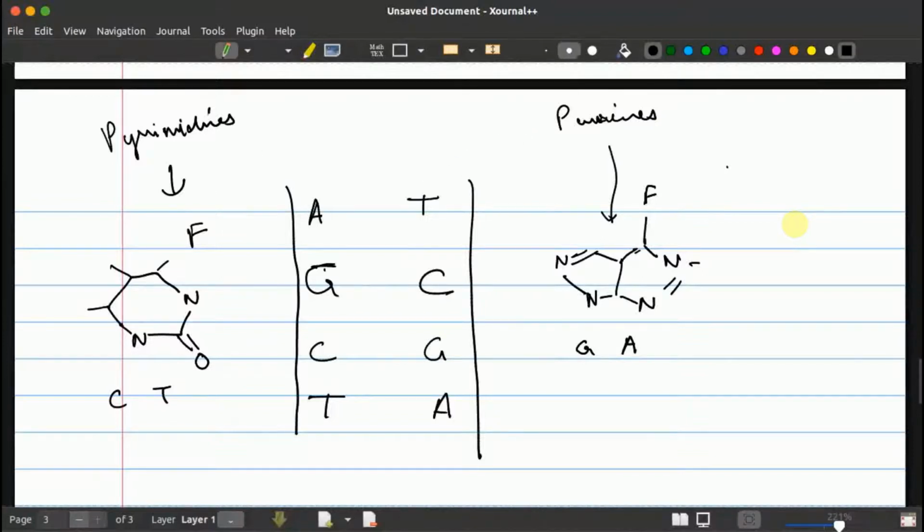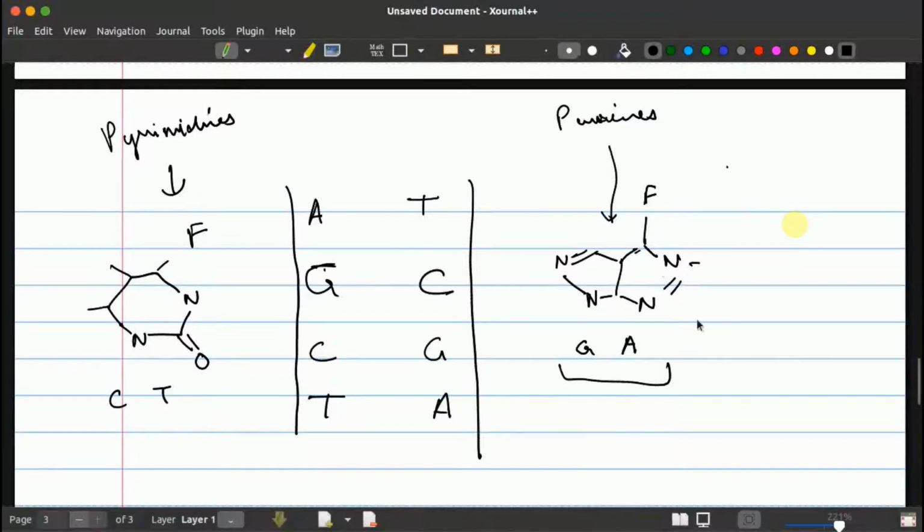This I remember for sure is because of hydrogen bonding. But why do purines bond with pyrimidines and not purines bonding with purines? Oh, okay, that way. Because it's a spatial feature, the size or something. Yes, the size.